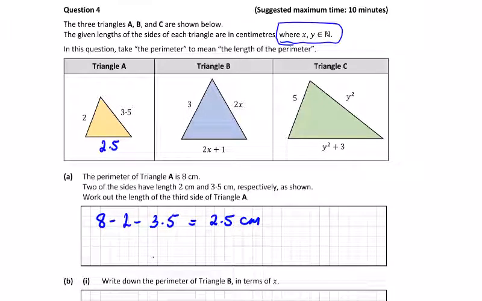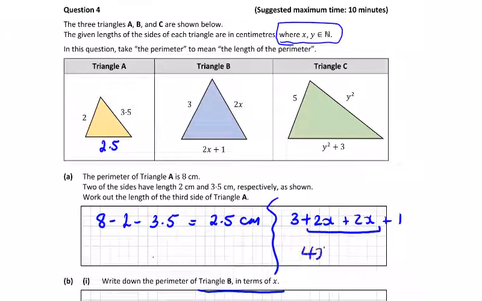Write down the perimeter of triangle B in terms of x. I'll do it here so I don't have to move the diagram. 3 plus 2x plus 2x plus 1 is the perimeter of B. So you have 4x plus 4 is the perimeter of B.